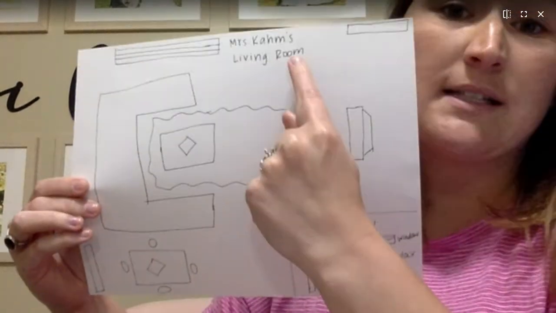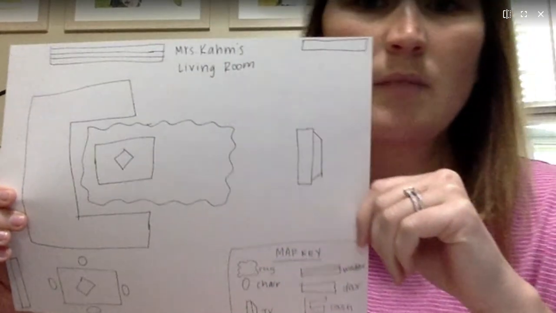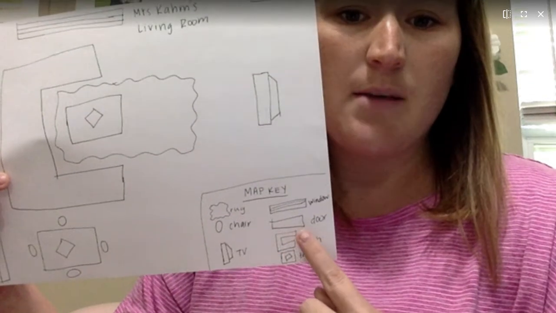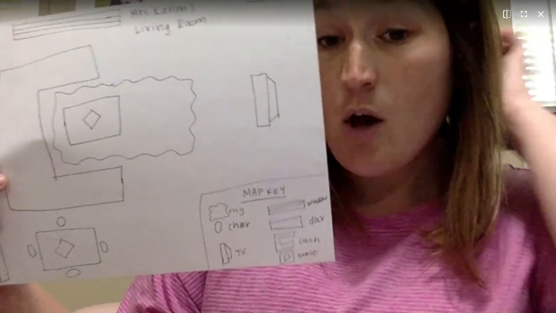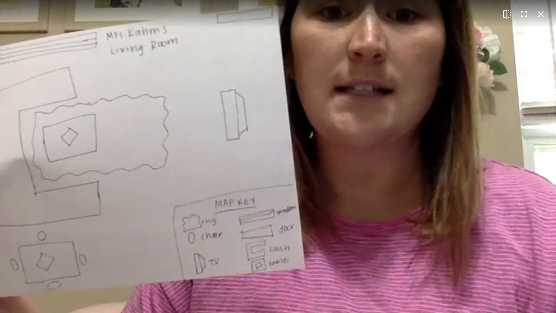Now, we always title our map. So I titled it Miss Kim's Living Room. And I have all these symbols here. And down here in the bottom, she told us what a map key is. And I added a map key so you can tell what all of these things are.